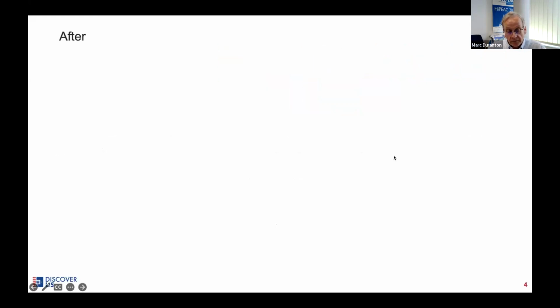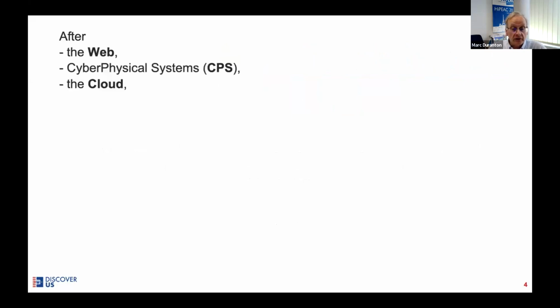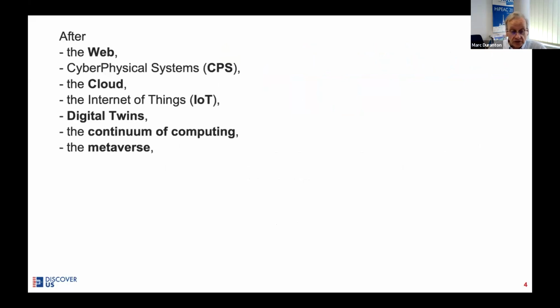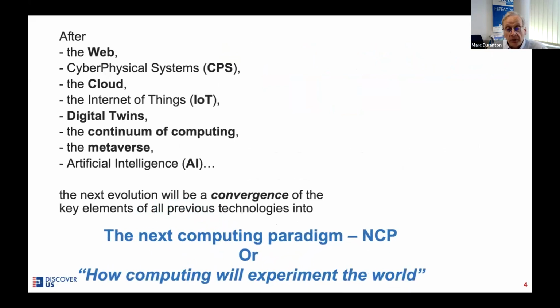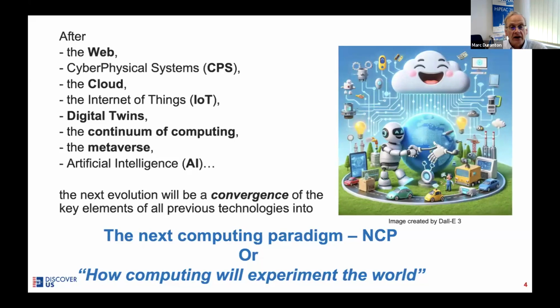So what is the rationale of the HiPEAC Vision? We consider that after the web, after cyber physical systems, after the cloud, IoT, digital twin, continuum of computing, metaverse, artificial intelligence, the next evolution of the computing system will be a convergence of the key ingredients of all this technology into what we call the next computing paradigm. I know it's not perhaps the best word, but we didn't find a better one. So if you have a better name, we will be welcome to use it. Basically, it's how computing will experience the world. I will explain it in more detail here.